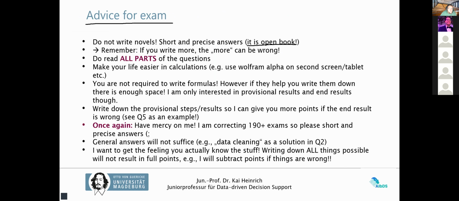Okay, there's enough space. Write down the provisional steps so I can give you more points. This is what I just said. Once again, have mercy on me, correcting 100. As it stands now, it's only 186.